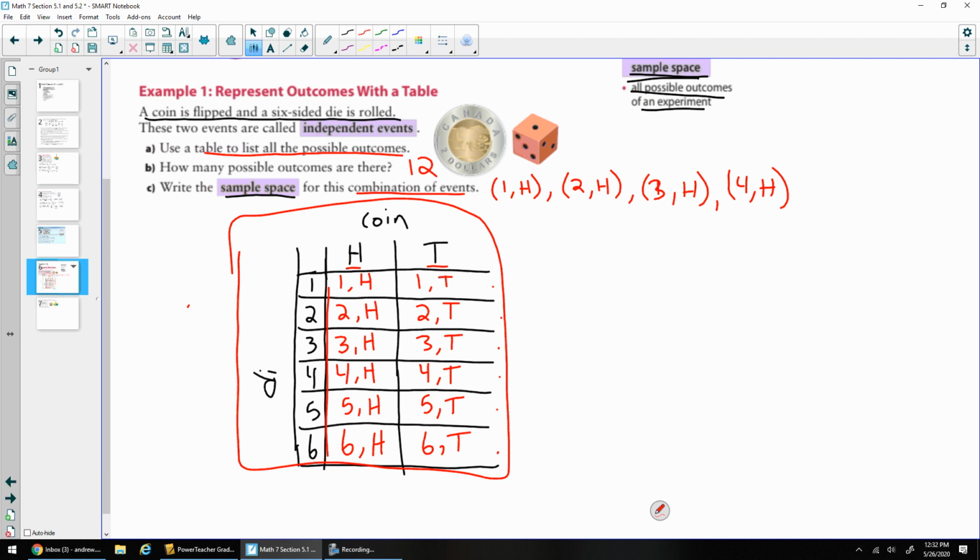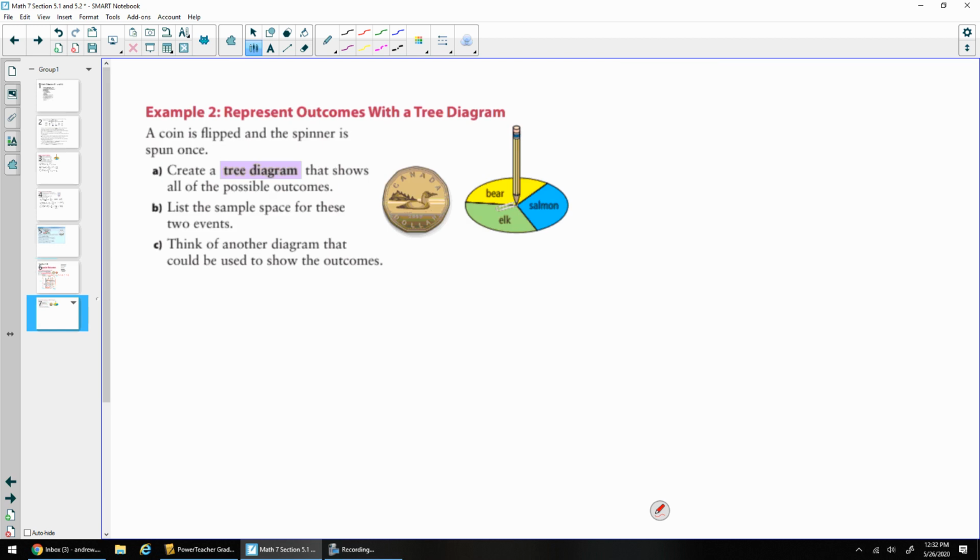There's another way that I like quite a bit, actually, and it's a tree diagram. Tree diagrams work even if you have more than 2 events. Tables only work for 2 events. They're great at showing the sample space for 2 events, but with tree diagrams, you can do more than 2. So a coin is flipped, and a spinner is spun once. The coin is flipped, there are 2 possible outcomes. The spinner is spun, there are 3. Create a tree diagram that shows all of the possible outcomes.